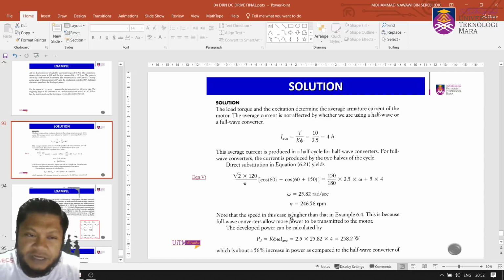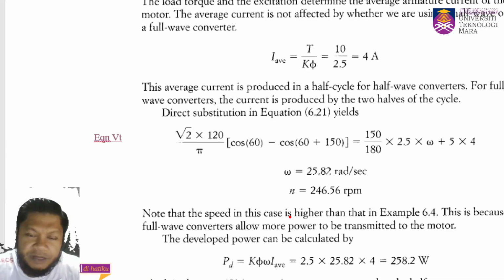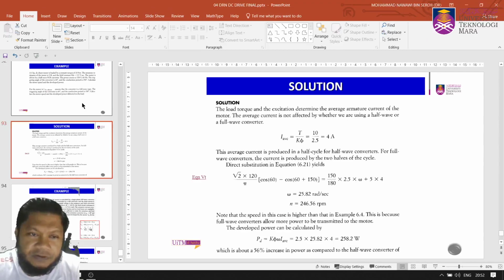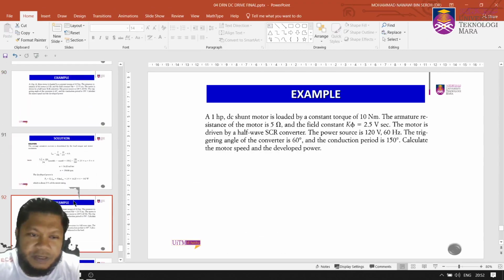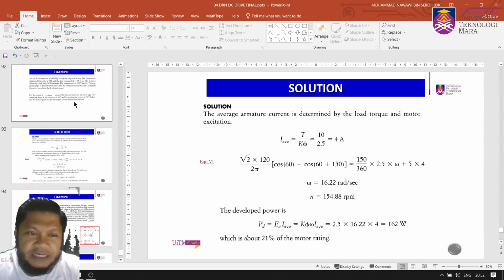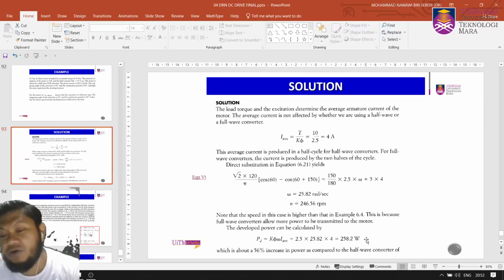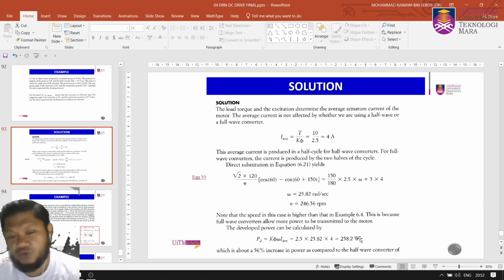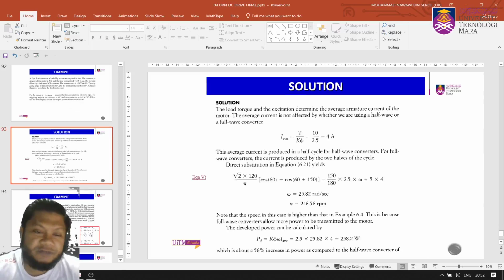So for the half wave just now, the power is about 162, but if you apply the full wave, then you get a power of 258.2. So it's a 56% increase in power as compared to the half wave.